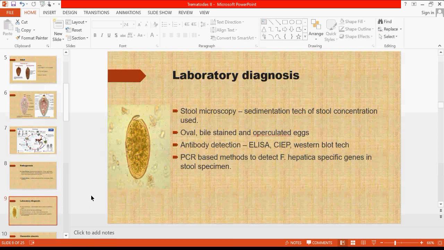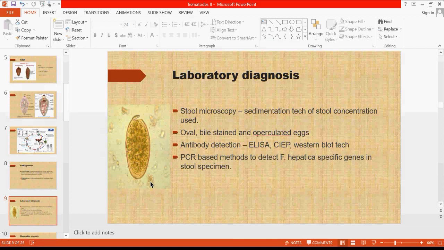For lab diagnosis, as I already told you, stool examination is done after 8 weeks, when the adult form is generated, and the adult form starts laying eggs after 1 to 2 weeks. So after ingestion of the infected metacercariae, he will be passing eggs in the stool. It will take at least 3 months. After that, he will do the stool examination. So you can see oval, bile-stained, operculated eggs on stool examination, but the count may be low.